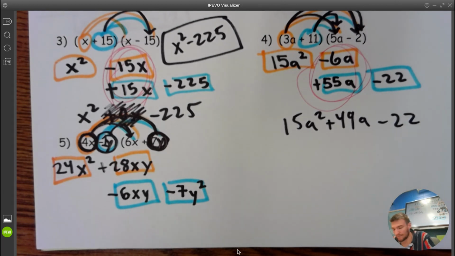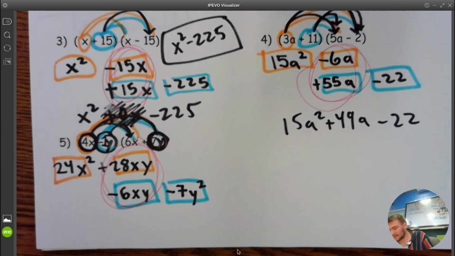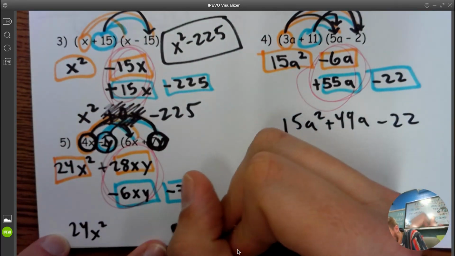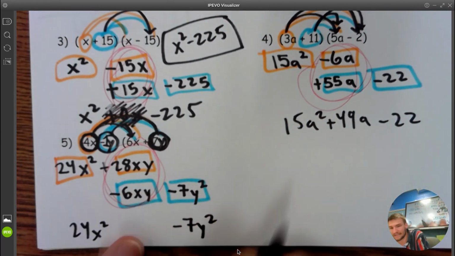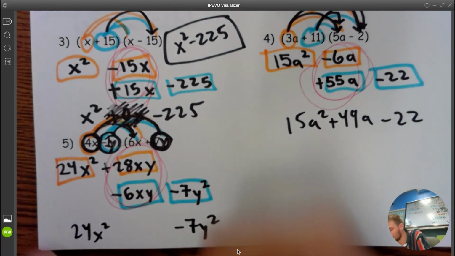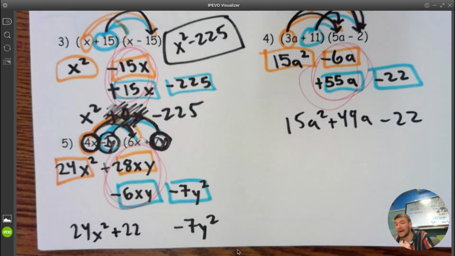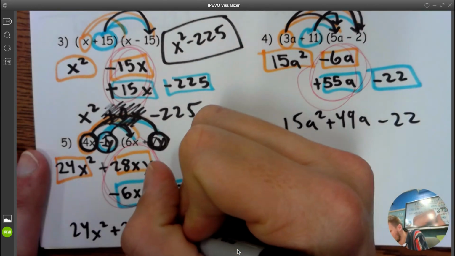Okay, I got one more little trick for you. I'm going to tell you a shortcut in just a second. What we're going to do is add these middle ones together. We're going to bring down the 24x squared. We're going to bring down the minus 7y squared. And what is 28 minus 6? 22. Now, whenever we do adding, do we change the letters or not? No. Leave the letters alone.